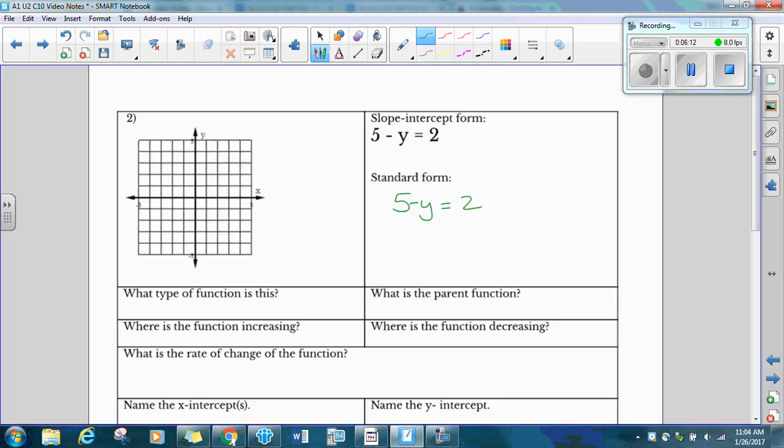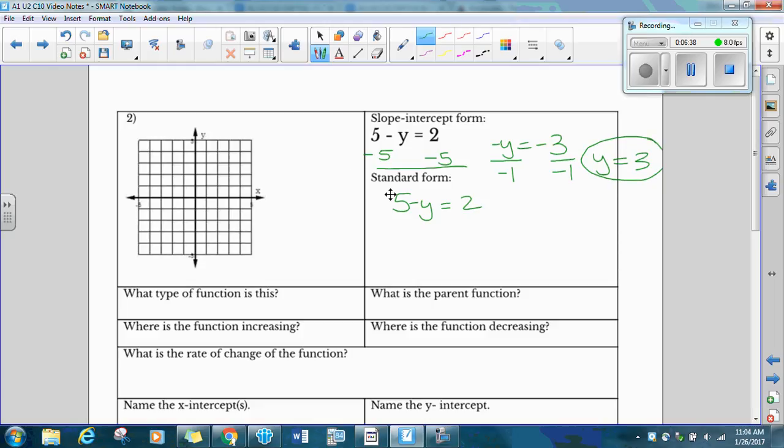So I am going to subtract 5, and I get -y equals 2 minus 5, which is -3. Remember, I always need a positive 1 y, so I'm going to divide by -1. And so my final answer is y equals 3.